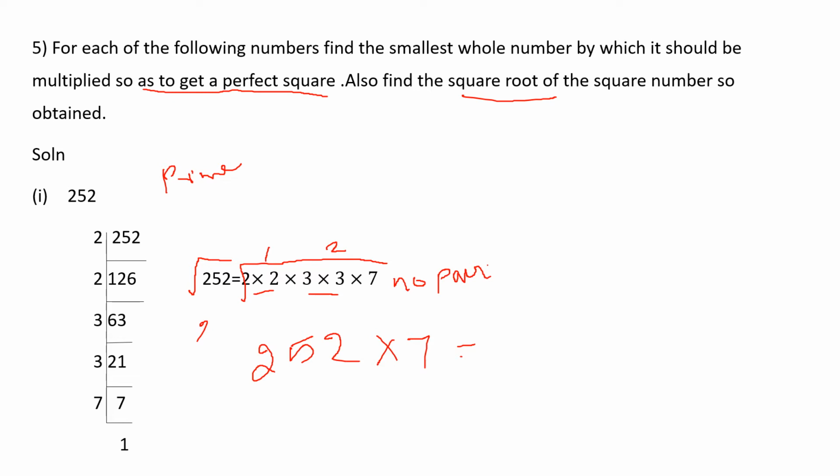So when you multiply 252 with the number 7, you will be getting the perfect square. Now you just multiply 252 into 7, you will be getting one answer, right? For that answer you want to find the square root. Is it clear, children? The previous problem was just to find the square root. We did the prime factorization method and found the answer. The perfect square they gave, we found the square root for that value.